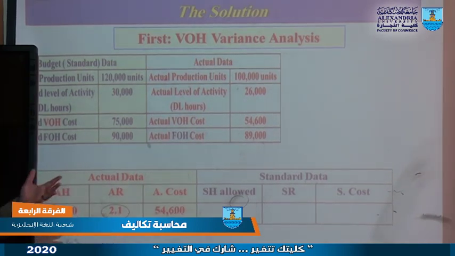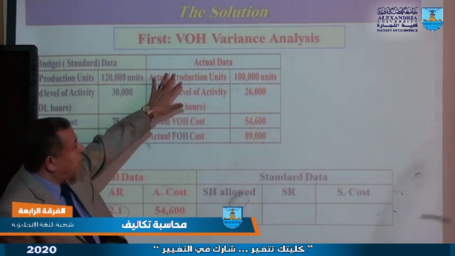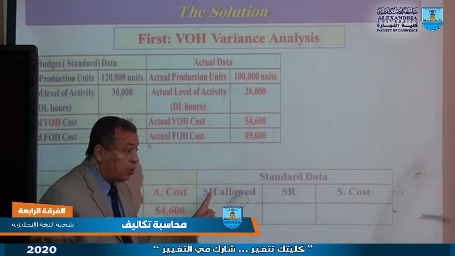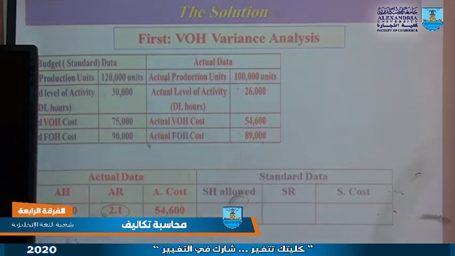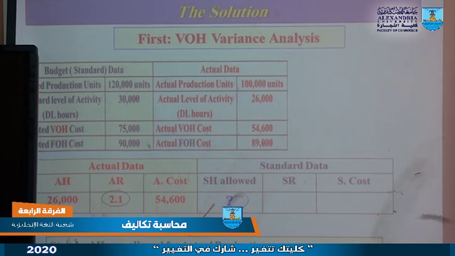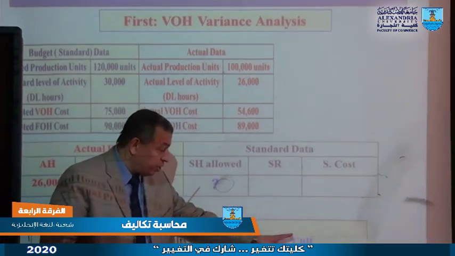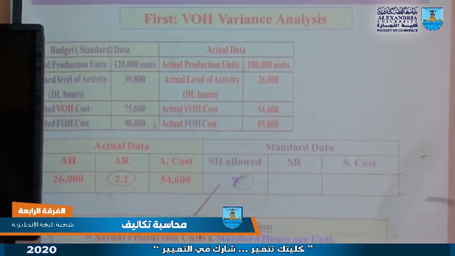My problem is not for actual. My actual amounts are given here. My problem here is standard hours allowed, standard rate, and standard cost. Do you remember how to calculate standard hours allowed? This is my equation: my actual production units times what? Standard hours per unit. I don't change anything in this equation.